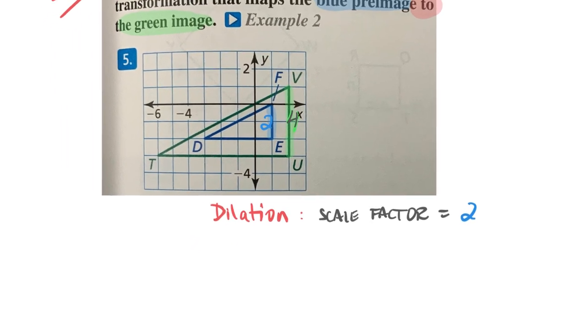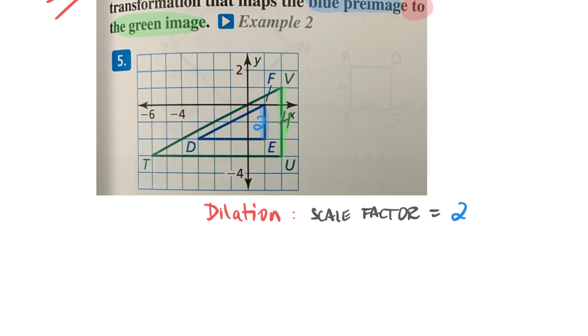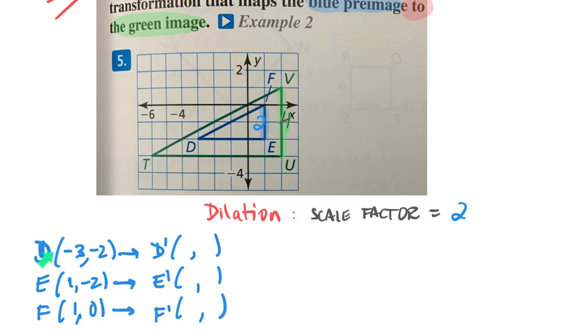So next, let's consider what happens after a scale factor of 2 by actually looking at what the coordinates are for our blue preimage and what happens to them after a dilation scale factor of 2. So points D, E, and F have these coordinates, and if we do a dilation scale factor 2, we just multiply 2 times all these coordinates.